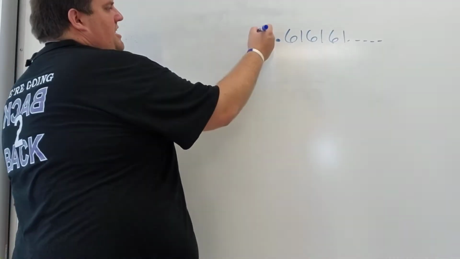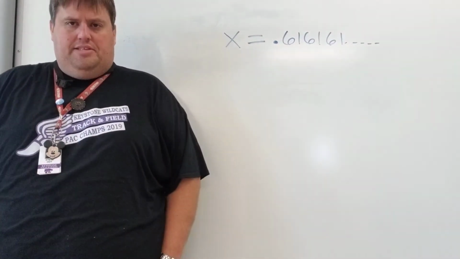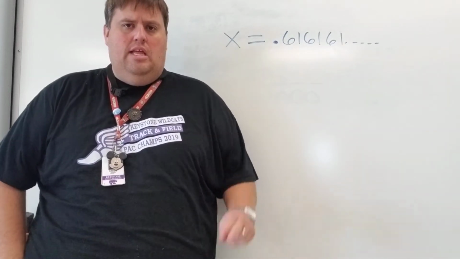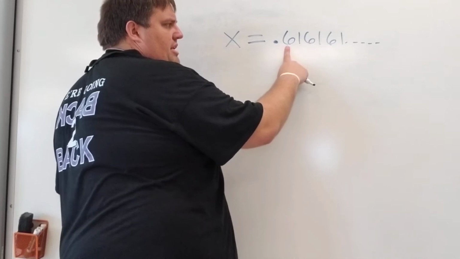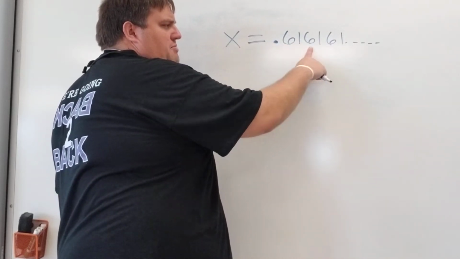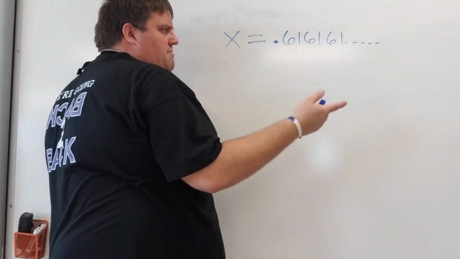First thing you're going to do is set that equal to x. That's step one, set it equal to x. Step two, you need to see how many digits repeat. So in this number, there are 2 digits that keep showing up. 6, 1, 6, 1, 6, 1, right? It continually is the same thing.